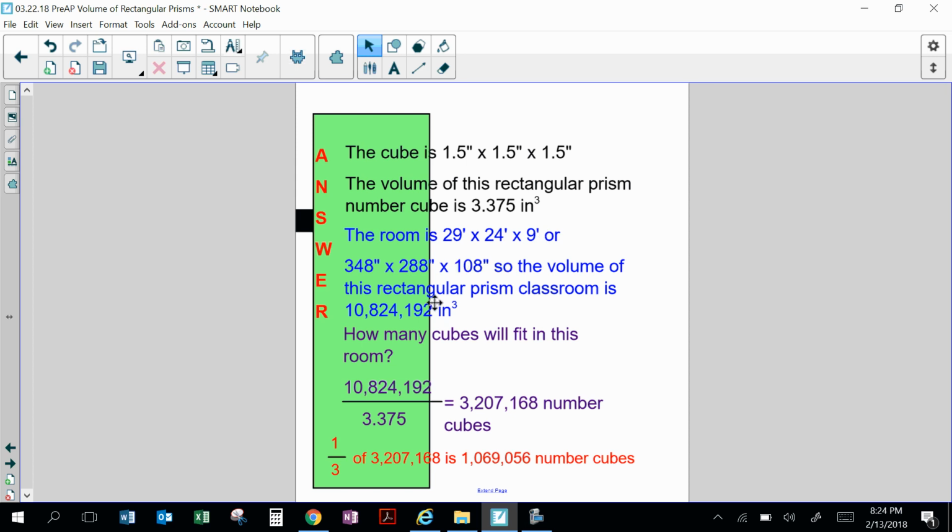So the volume of my classroom is 10,824,192 cubic inches. Now that you know the volume of a cube, can you figure out how many of those go into this? It would be 3,207,168 number cubes. So if I buy that many and fill up my room, none of you will be able to fit into my room.